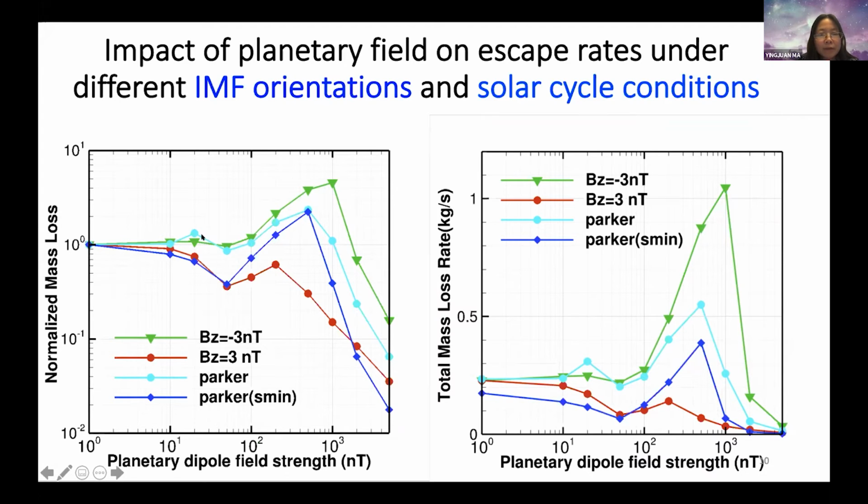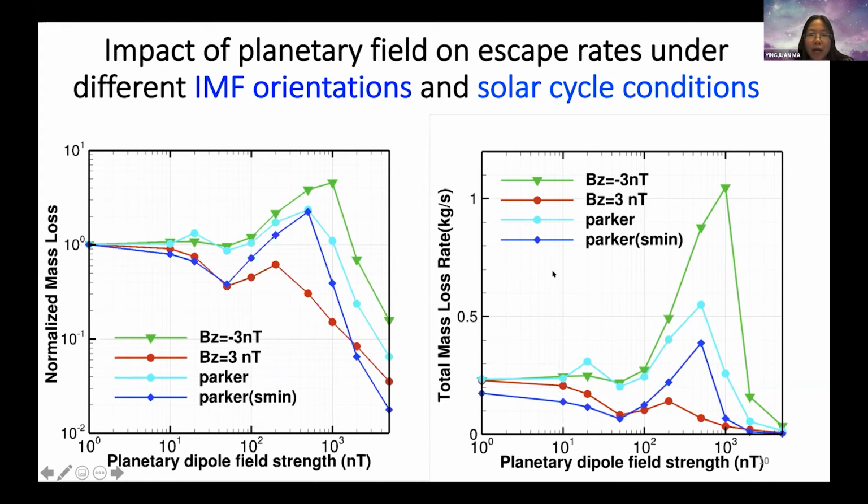As you can see, for different IMF orientations, the green line shows southward IMF, as we discussed already, and the red line is for northward IMF. The light blue color is Parker spiral, and the blue color here is also for Parker spiral, but for solar minimum condition. So even though there are some similarities in the general trend, the detailed relationships between different IMF orientations and solar cycle conditions are actually quite different.